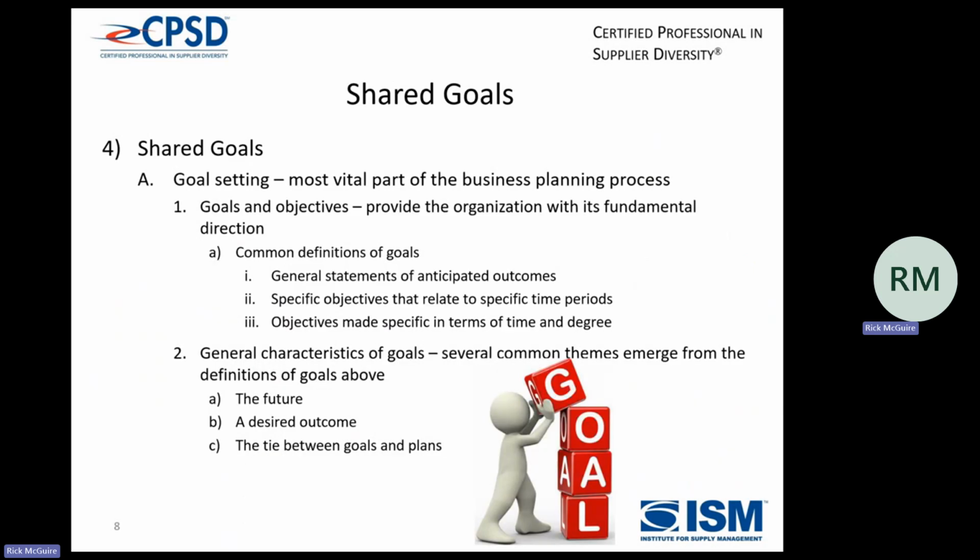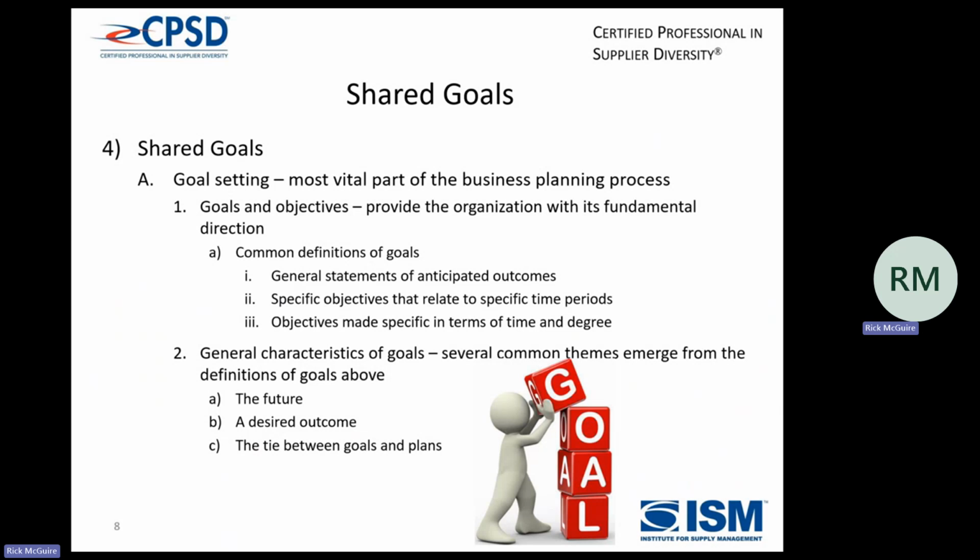Shared goals. Goal setting is the most vital part of the business planning process. Goals and objectives provide the organization with fundamental direction. Of course, they've got to be SMART goals. Common definitions are things like general statements of anticipated outcomes, specific objectives that relate to specific time periods, and objectives made specific in terms of time and degree.